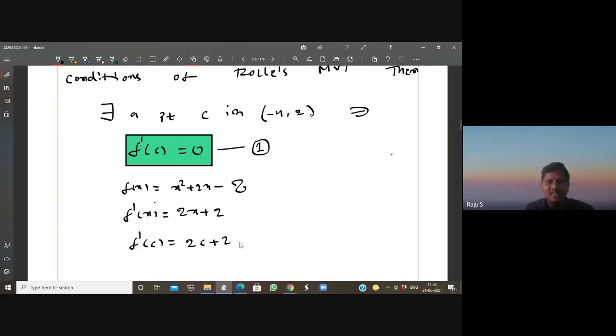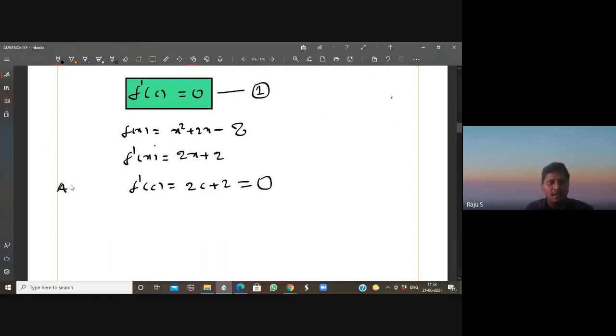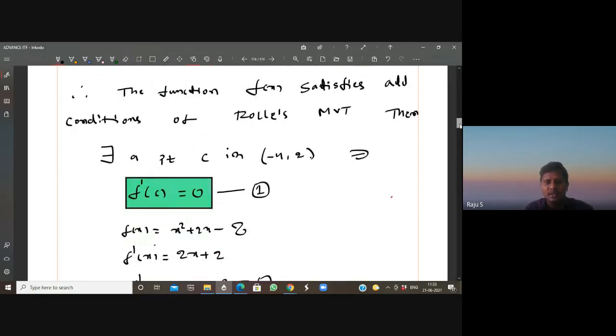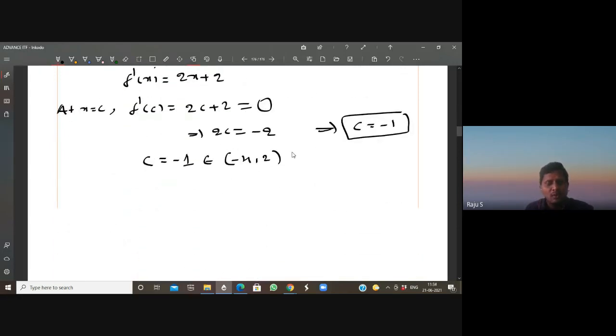So f dash of c is equal to 0. Can I equate it to 0 here? Yes. At x equal to c, we are getting f dash of c. I want to find the c value, so 2c is equal to minus 2, which implies c is equal to minus 1. Finally, we got c value minus 1. Does minus 1 belong to the given open interval -4 to 2? You should not take the closed interval, only the open interval, c in the open interval. Does it belong to -4 to 2 or not? Yes.